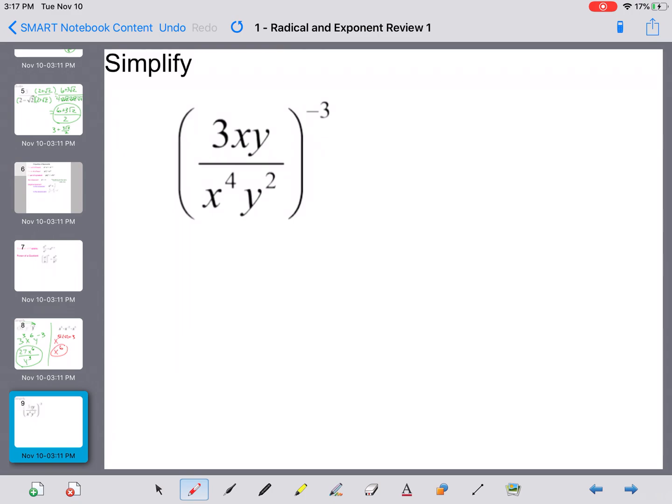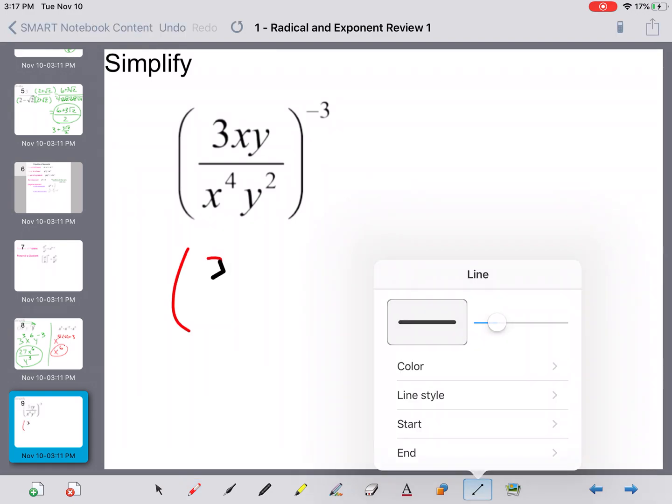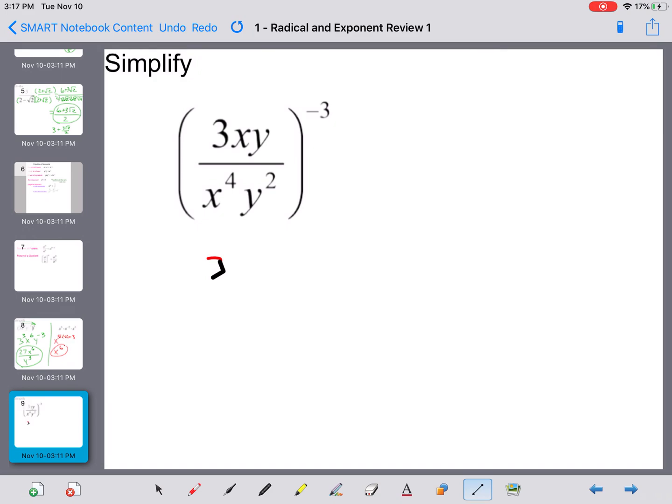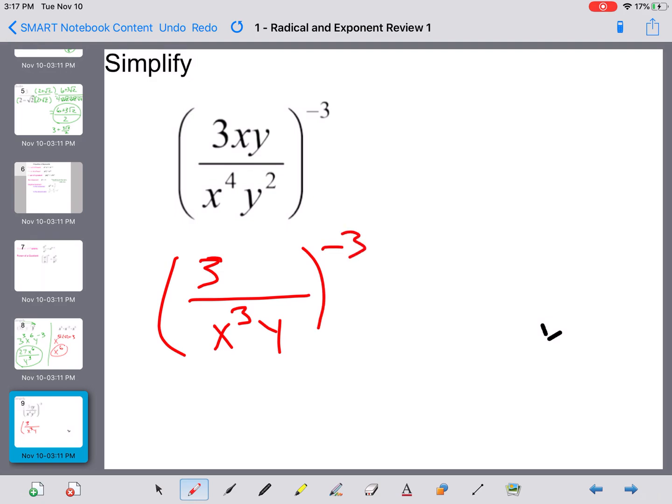Lastly, if we have a few pieces like this, we could do one of two ways. We could simplify first, which is what I'm going to do inside the parentheses, or we could distribute the exponent first and then simplify from there. So if we simplify inside, that 3 is not going to go anywhere because it doesn't have anything to simplify. X over x to the 4th is going to remain x to the 3rd in the bottom. Y over y squared is going to remain y in the bottom. And then we have to the negative 3.